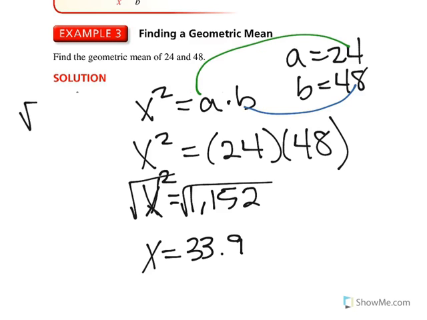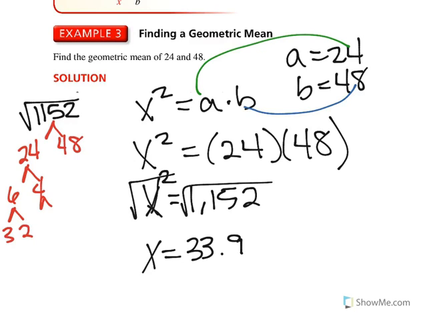Okay, so simplest radical form, you have to think, okay, what multiplies to get 1,152? And I know this can split up into 24 and 48. Okay, I also know that 24 can be split up into 6 and 4, and we can go farther into 3 and 2. 4 is 2 and 2. 48 is 24 and 2. 24 goes into 6 and 4, and then we have 3 and 2 again, and then 2 and 2.